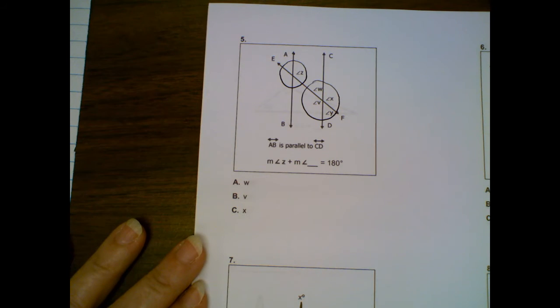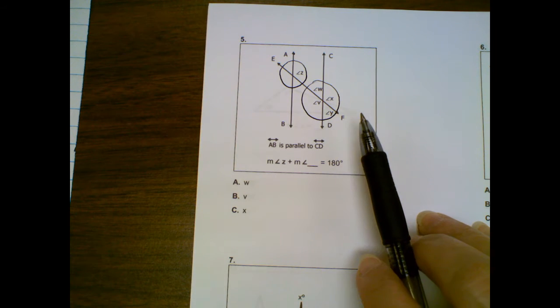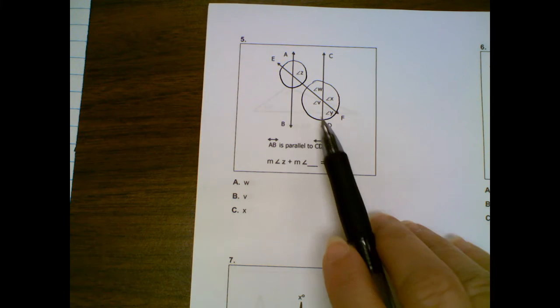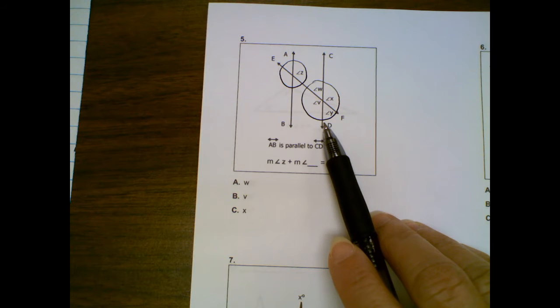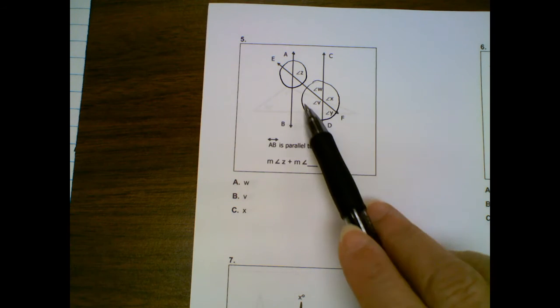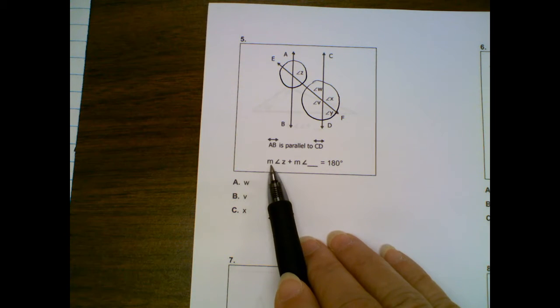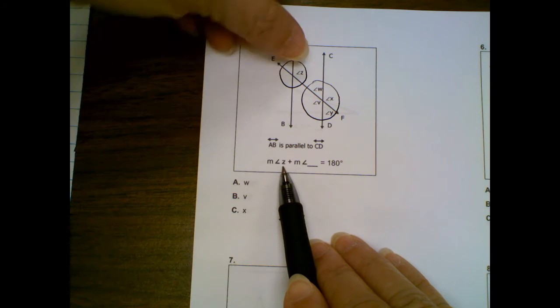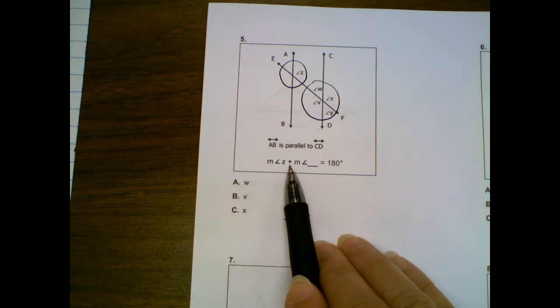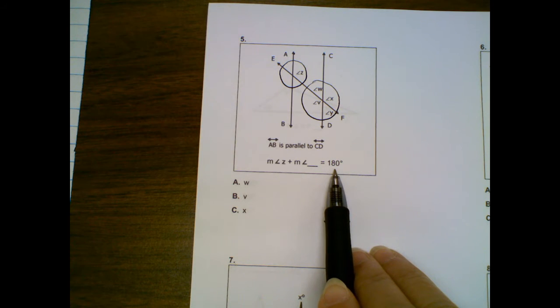Okay, now we are ready to go over numbers 5 through 8. For looking at number 5, I've already drawn my circles along my transversal because I know that those angles, if I move that circle down, I could lay it on top of this and know my corresponding angles. Let's see if that helps me with this question. The question is measure of angle Z, which is here, plus the measure of what other angle would equal 180 degrees. So we have to think about 180 degrees.